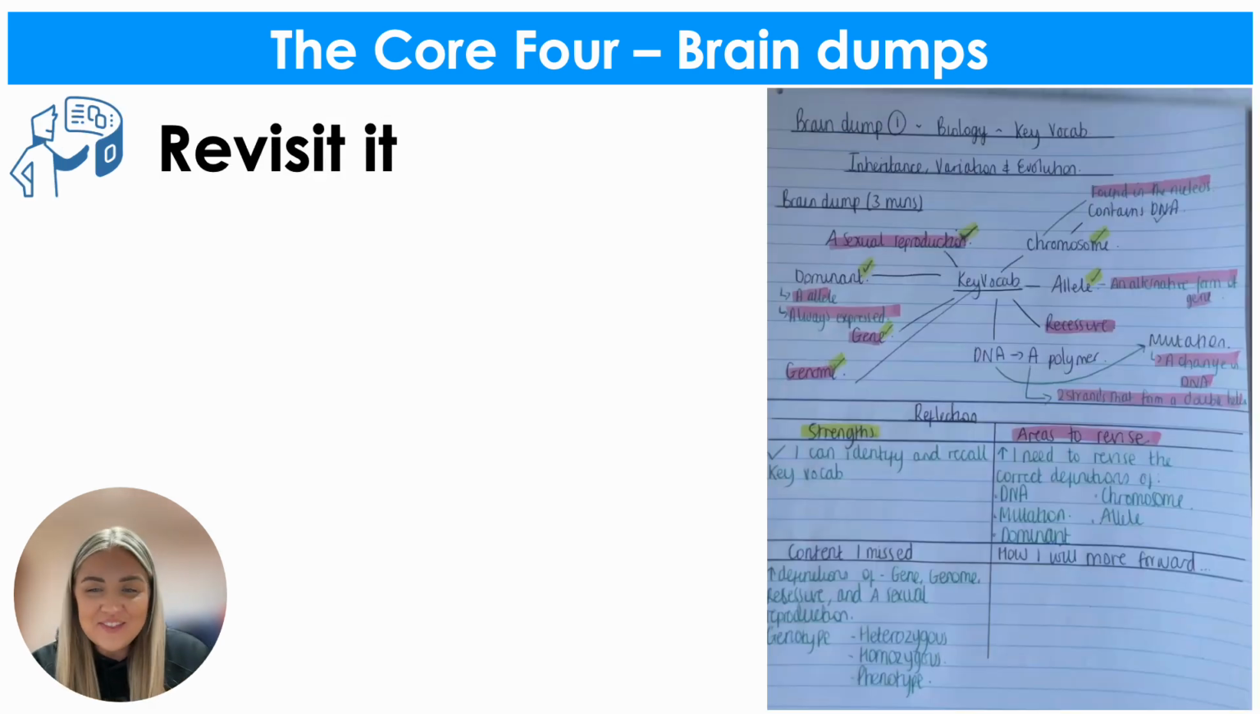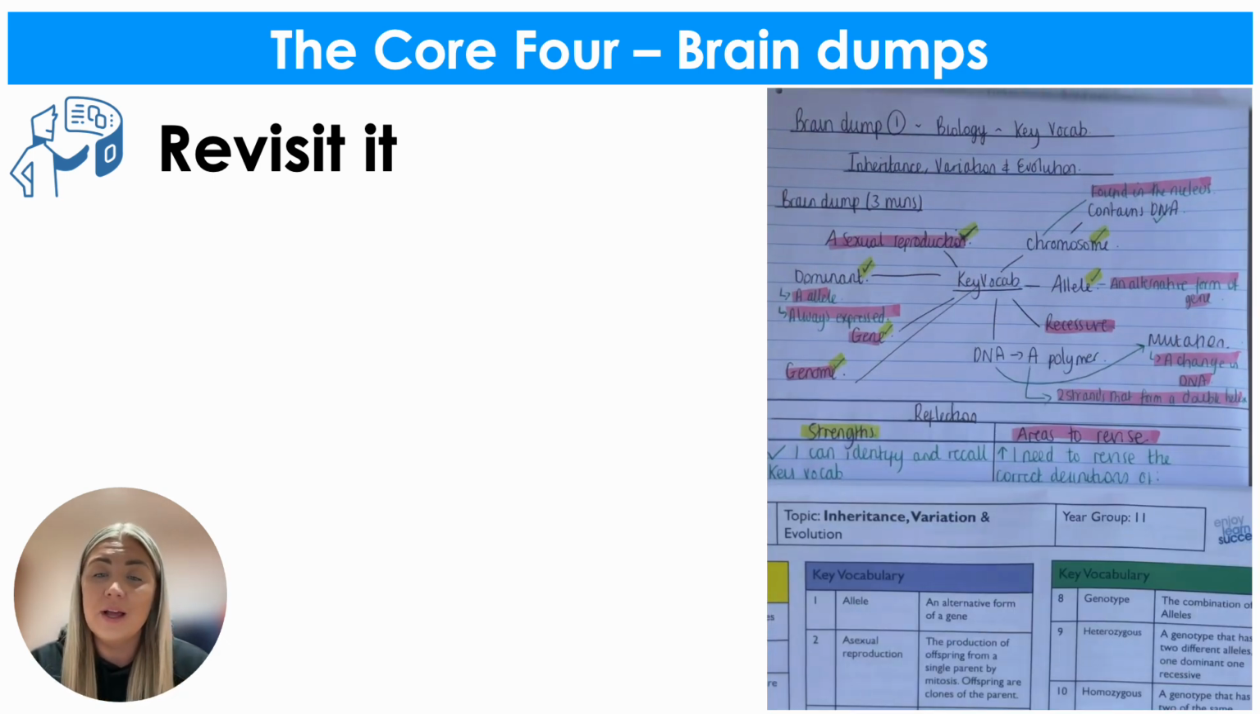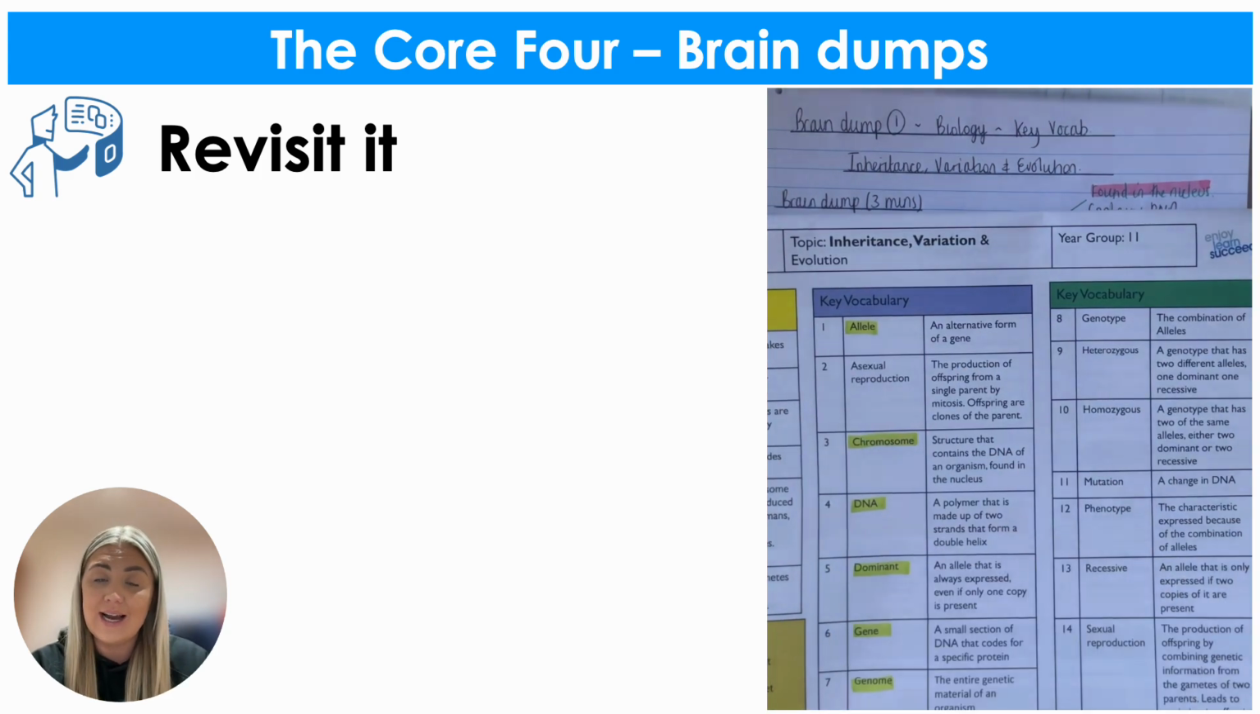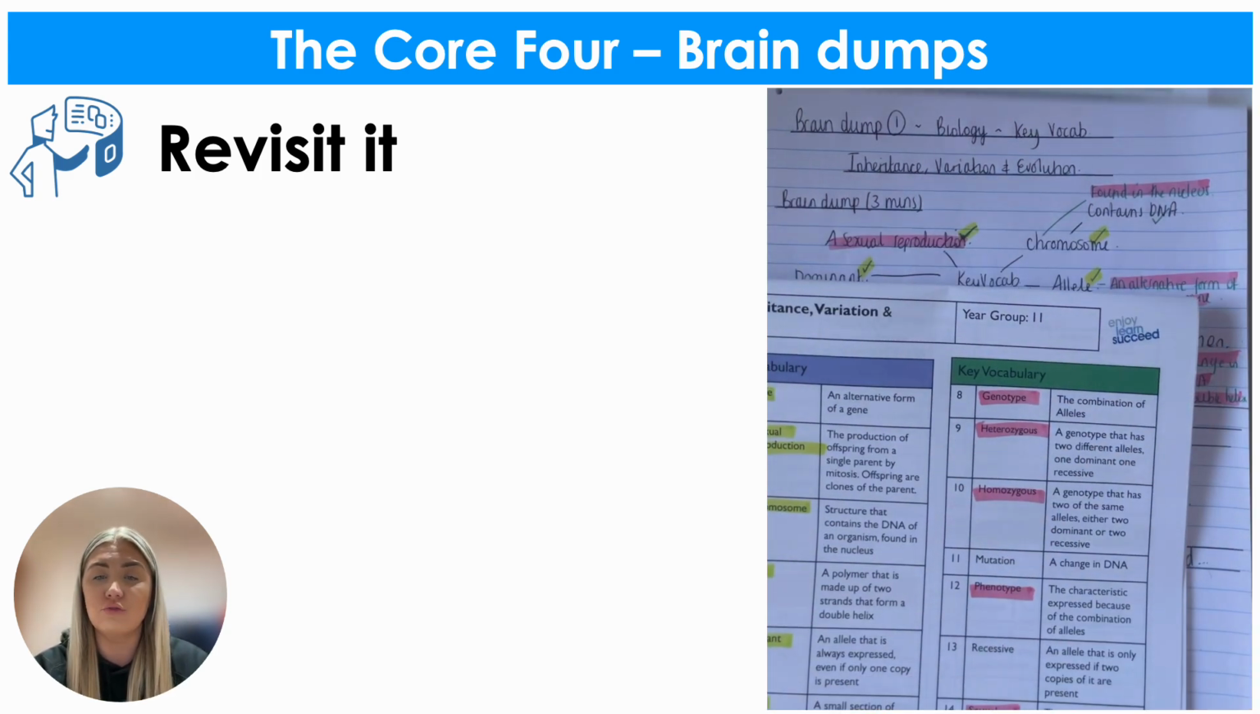And it doesn't stop there. The final stage is actually what we're going to do next and how we're going to revisit this brain dump and this knowledge that we've reflected on. So the final stage of this brain dump is to use 3 coloured highlighters. So I'm using red, amber and green.